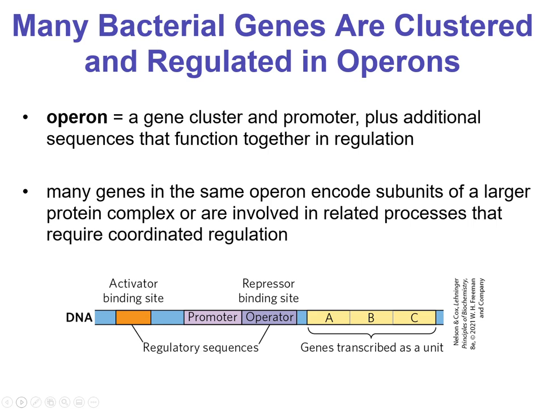So many bacterial genes are actually clustered and regulated in what's called an operon. An operon is just a gene cluster along with the promoter and any additional sequences that allow the whole thing to function and be regulated. Many of the genes in the same operon encode subunits of large protein complexes, which makes sense, or they're involved in related processes, and you want to be able to have all of those things regulated in the same way.